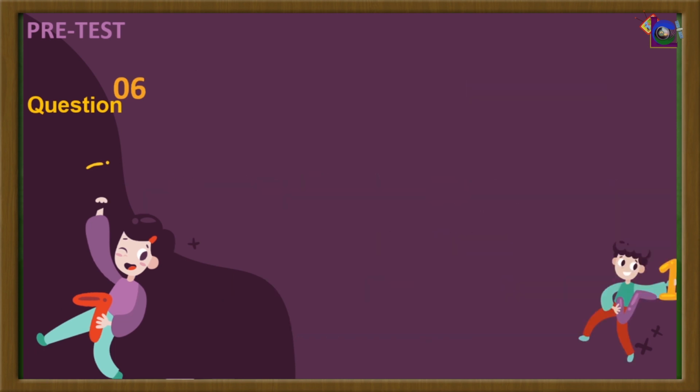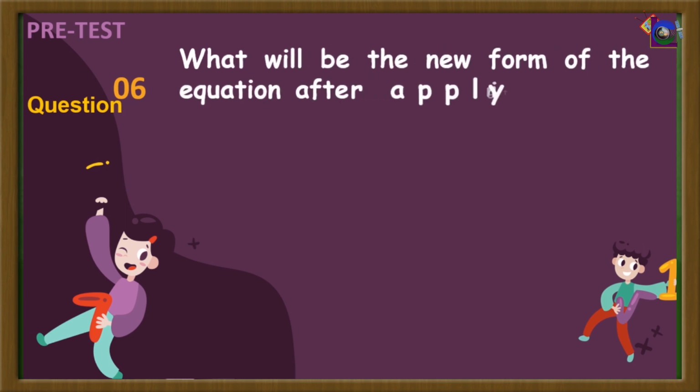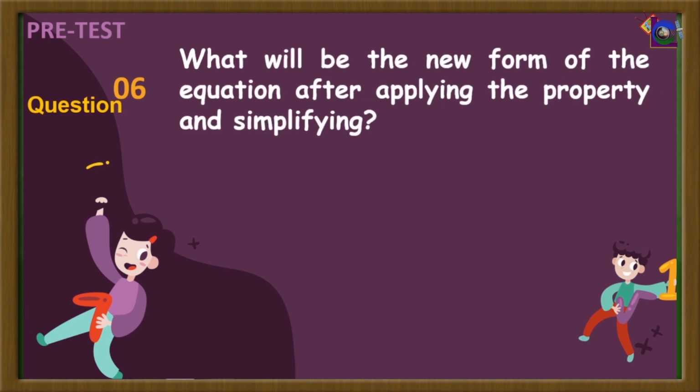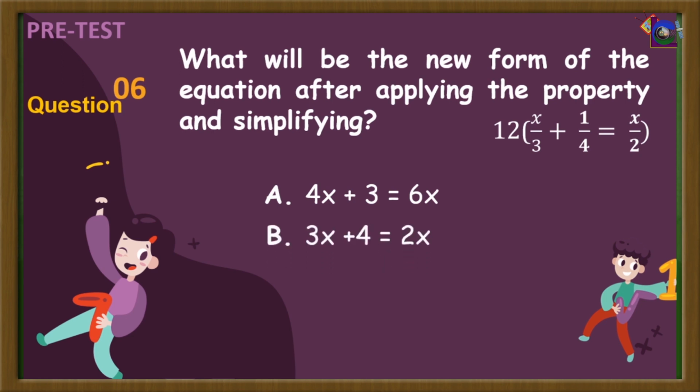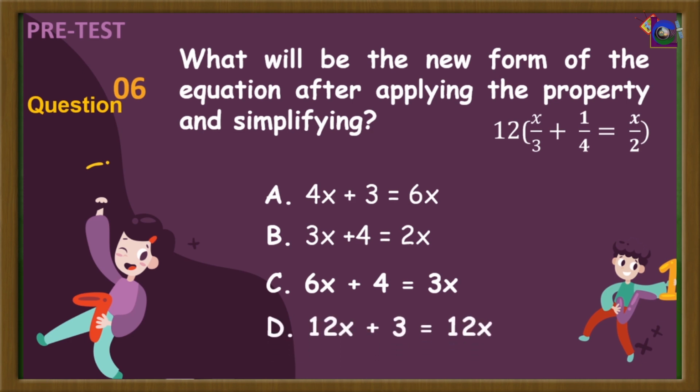Number 6. What will be the new form of the equation after applying the property and simplifying? A. 4x plus 3 equals 6x. B. 3x plus 4 equals 2x. C. 6x plus 4 equals 3x. D. 12x plus 3 equals 12x. The correct answer is letter A, 4x plus 3 equals 6x.